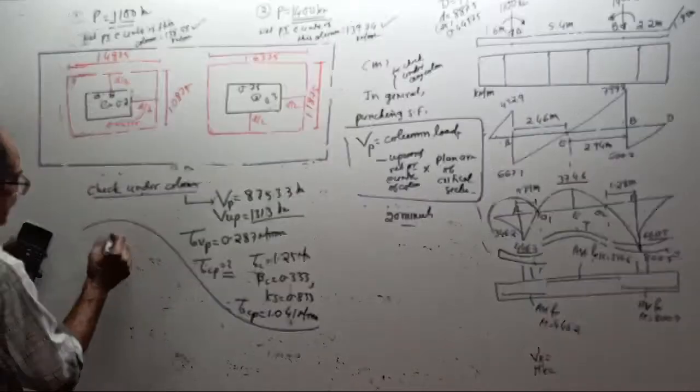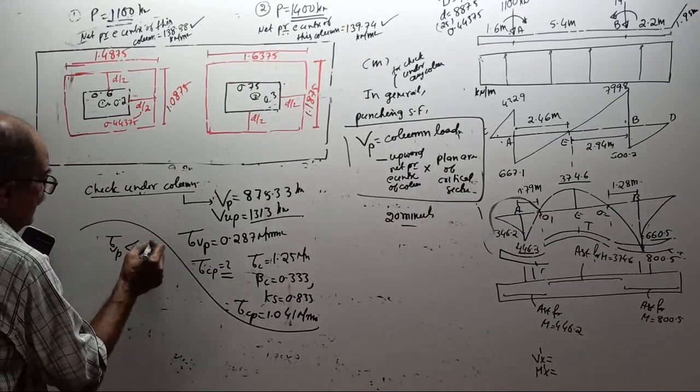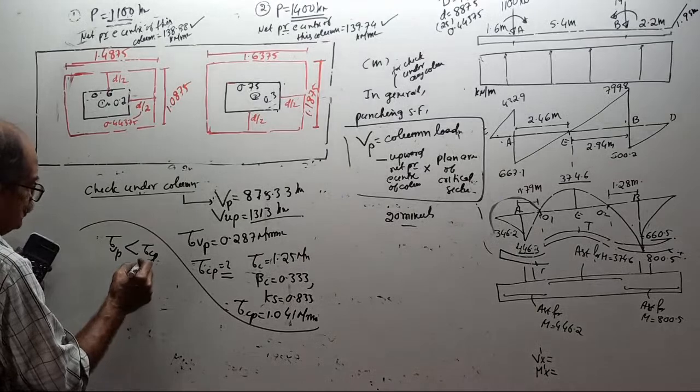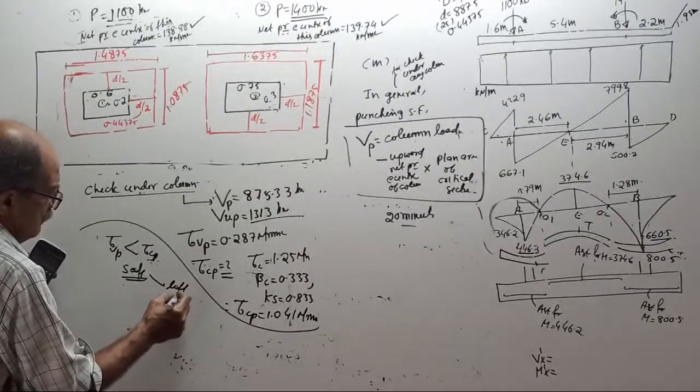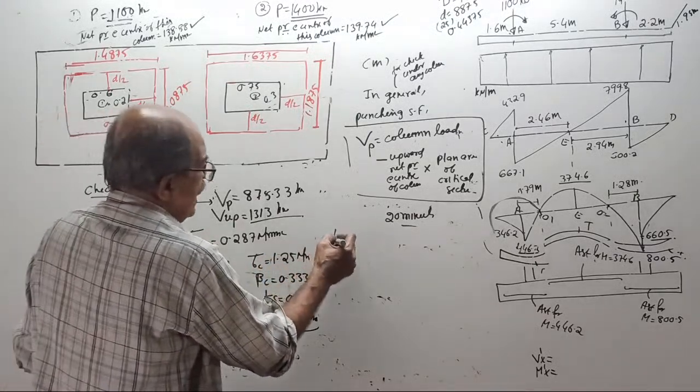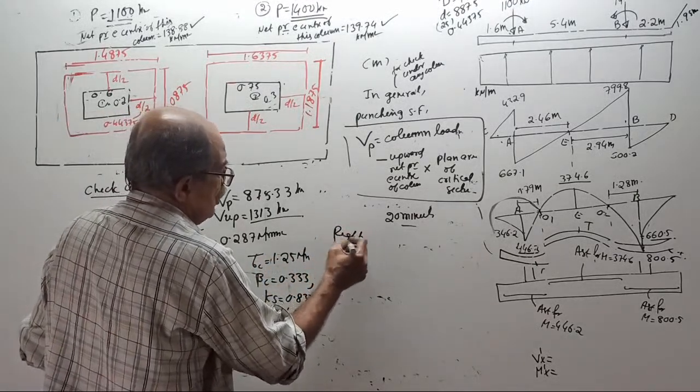Therefore, your tau Vp is less than tau Cp. Therefore, safe under left column. Left column punching is safe. Come to right column.